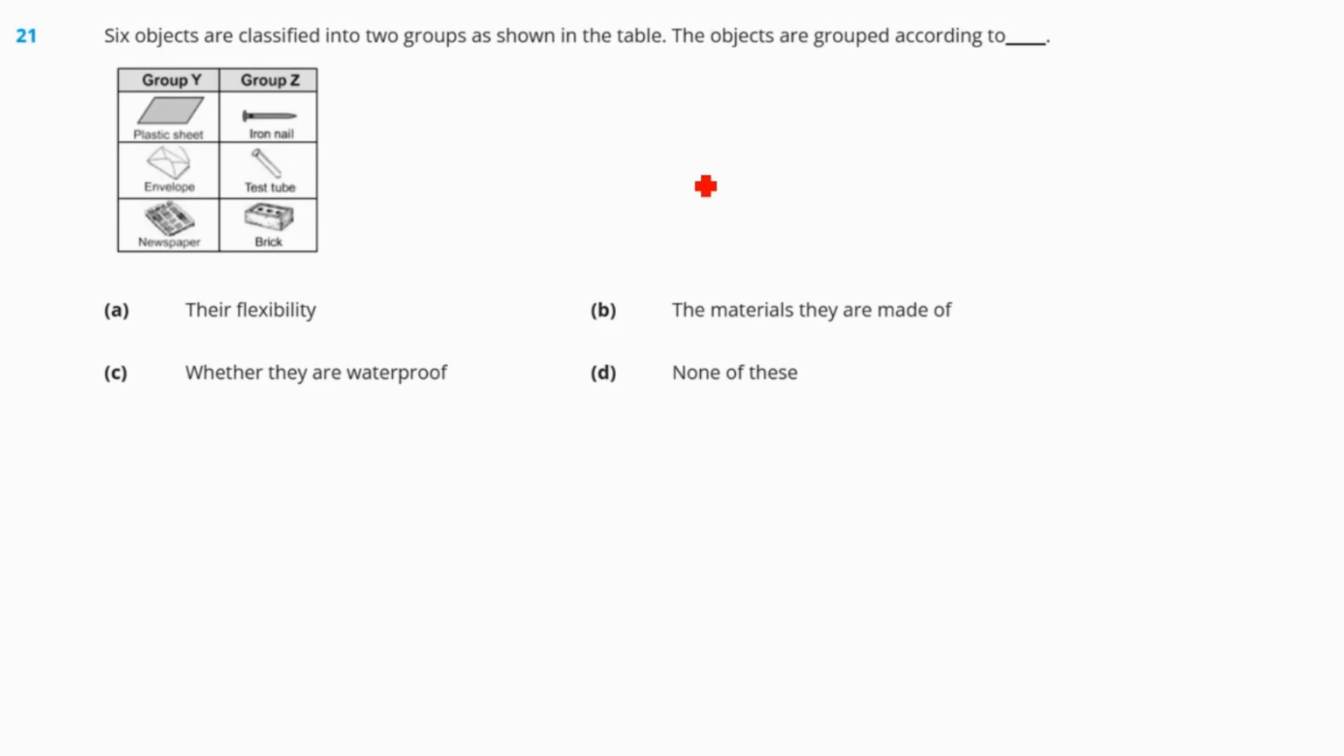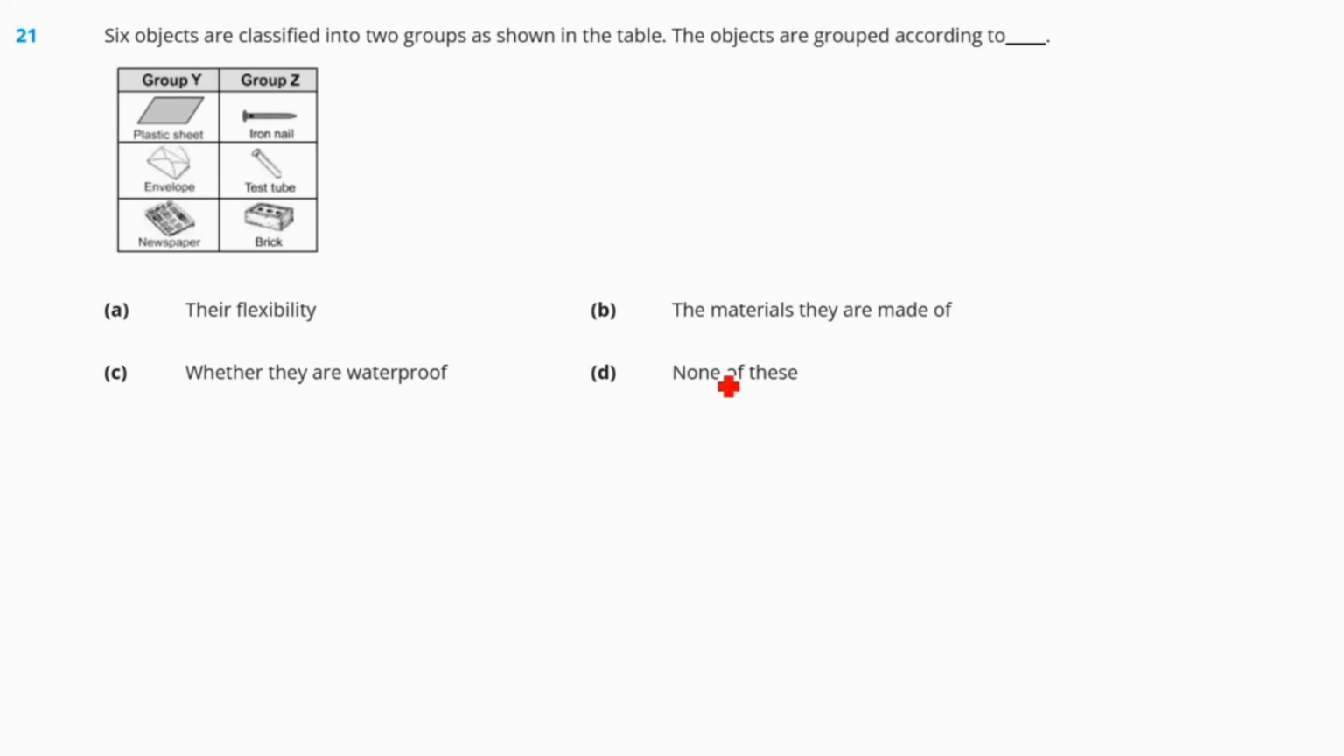Question number 21. Six objects are classified into two groups as shown in the table. The objects are grouped according to what? Here we can see group Y has a plastic sheet, envelope and newspaper, and group Z has an iron nail, test tube and bricks. The first option is their flexibility, the materials they are made of, whether they are waterproof, or none of this.